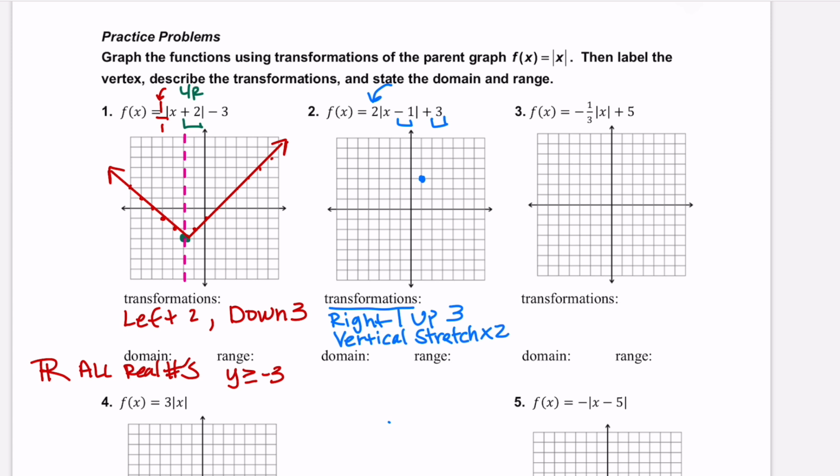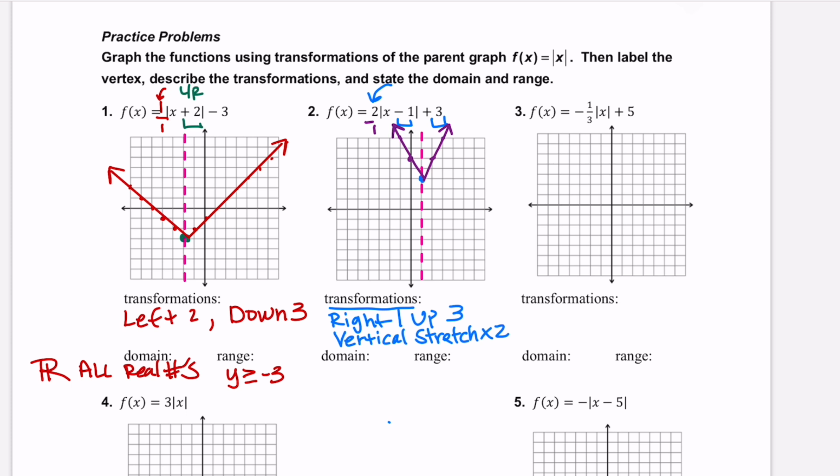A vertical stretch by 2. We have our axis of symmetry is going to go right on top of our vertex. We start with the right-hand side. We make a slope up 2 over 1. Connect those lines on the right-hand side, and then we reflect them over the axis of symmetry on the left.